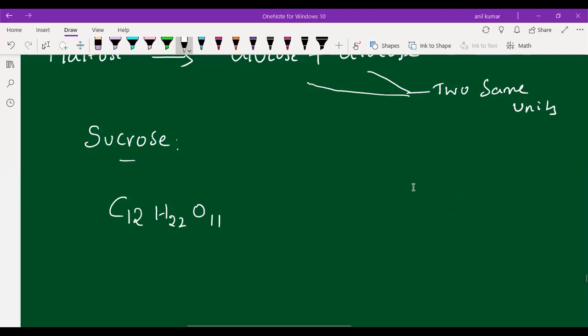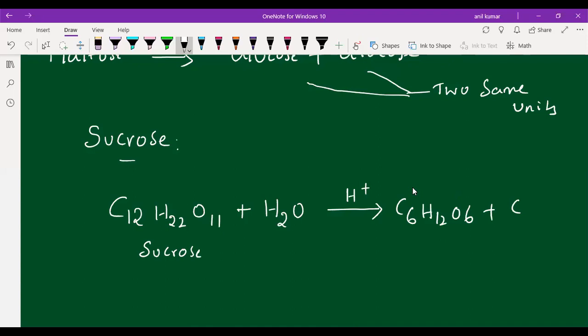Okay, students. Sucrose has the formula C12H22O11. On hydrolysis, what are you going to get here? You are going to get glucose and fructose, C6H12O6 plus C6H12O6. You are going to get D-glucose and D-fructose.